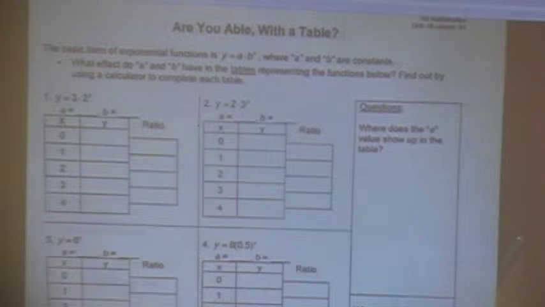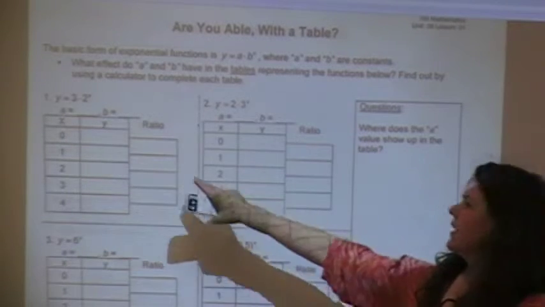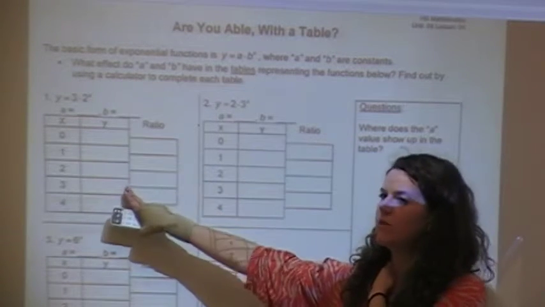For 1, what's your A value? 3. And your B value? 2. And when you plug it in the table, going right down the table, you should have 3, 6, 12, 24, 48. Okay, so then it asks me what the ratio is. What do you think they want to know? Simplify which part? I mean, it is, yes, but X and Y, kind of. Why do you think they have it written outside the table like this? What do they think that they're trying to figure out?